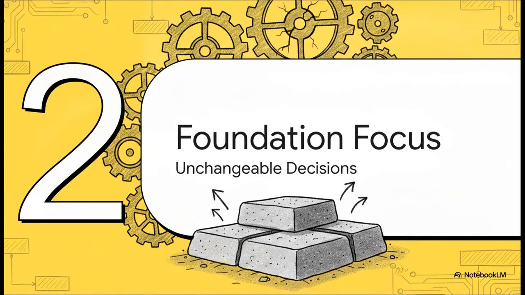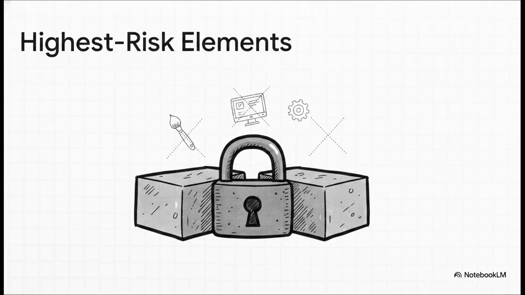Moving right along to Section 2, Foundation over Features. Unchangeable core decisions. Imagine trying to change the foundation of your house while you're already living in it, with the roof on and all the furniture moved in. That is exactly what happens if you try to add a new currency type or fundamentally alter a valuation view after your system goes live. It's a disaster. You absolutely must lock down these high-risk foundational elements, things like your ledgers, currencies, and corporate structures, long before you ever worry about screen layouts or minor operational reports.